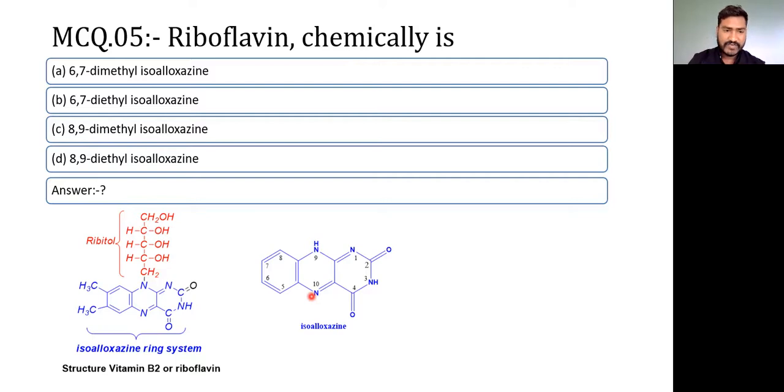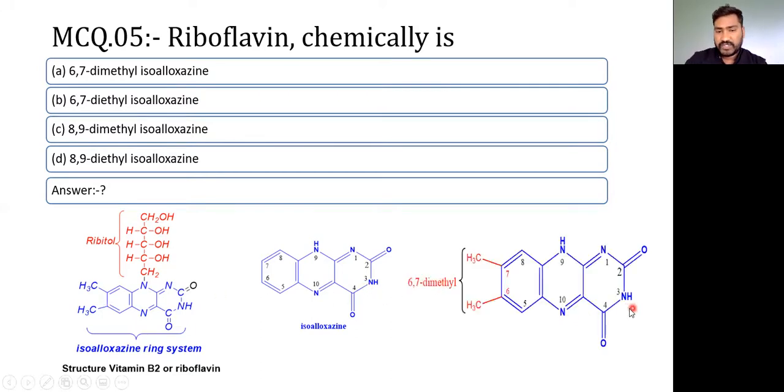Then simply you can see the attachments on the numbers, in which positions the methyl groups are present. So how many methyl groups are present over here? Two methyl groups. And at which positions are these methyl groups? So just you have to see. Okay, so here I have drawn the structure. Here is the structure of the isoalloxazine ring, and the numbering has been done. On the 6 and 7 positions, you can see the structure has methyl groups.